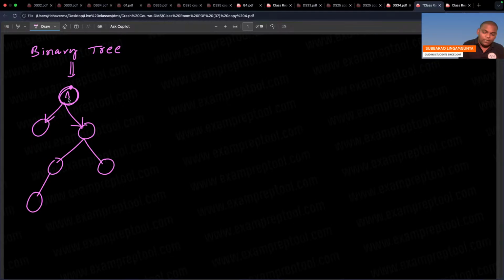So I will write here A, B, C, D, E, F. I think it's a binary tree.